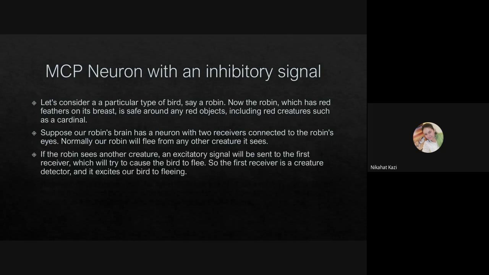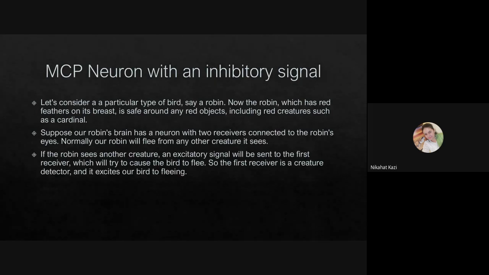The robin will flee from any creature that it sees. Okay. Now, if the robin sees another creature, some excitatory signal will be sent to the first receiver, which will try to cause the bird to flee. So in this problem, we have modified the problem now. The earlier context was that the bird had to eat something or not. Now there's a robin again with two receivers, but the design that we're going to implement is for the bird to flee. So the output that is required is flee or not. Earlier it was eat or not. Now it is flee or not. Should I flee or not?